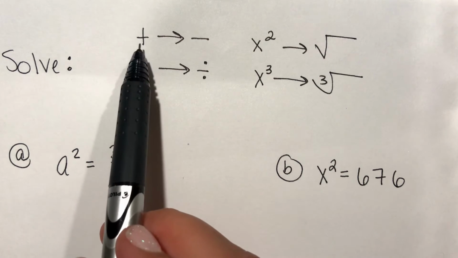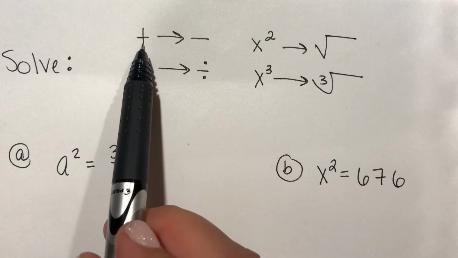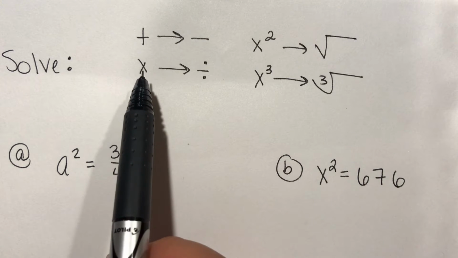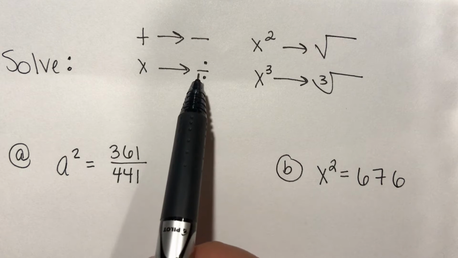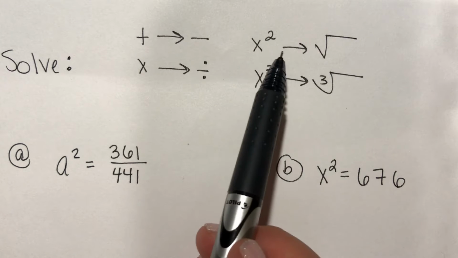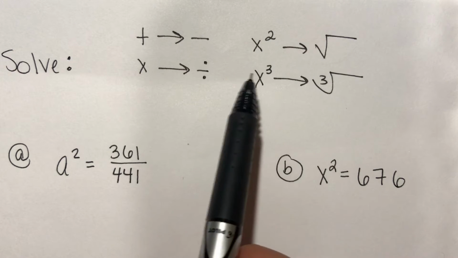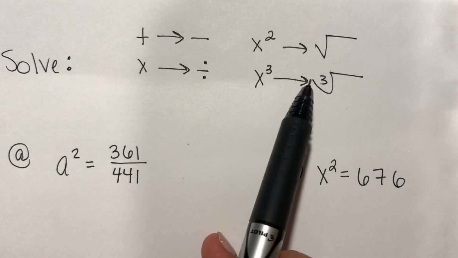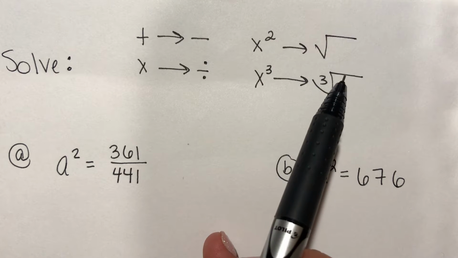So if you recall from last year, the opposite of a plus or adding is subtracting. The opposite of multiplying is dividing. The opposite of squaring a number is square rooting a number. And the opposite of cubing a number is going to be cube rooting a number.